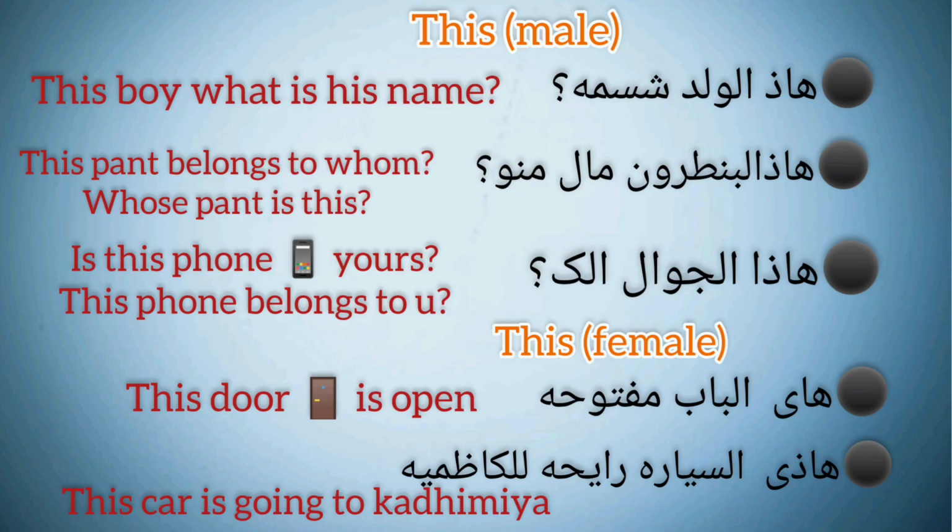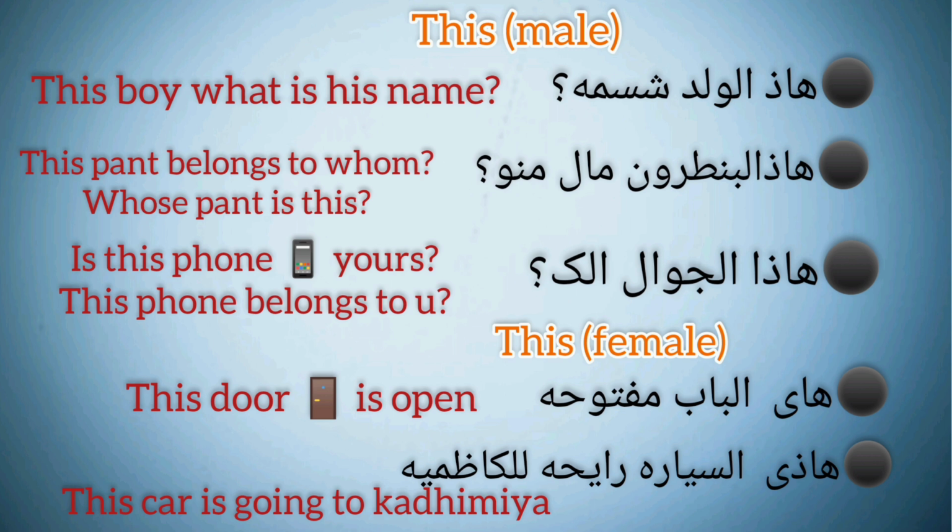And here are some examples for these pronouns. The first one is this for male. هذا الولد شسمه. This boy, what is his name? هذا البنطرون مال مينو. This pant belongs to whom? Or whose pant is this? هذا الجوال إليك. Is this phone yours? Or this phone belongs to you? And these are all مفرد مذكر, singular masculine.